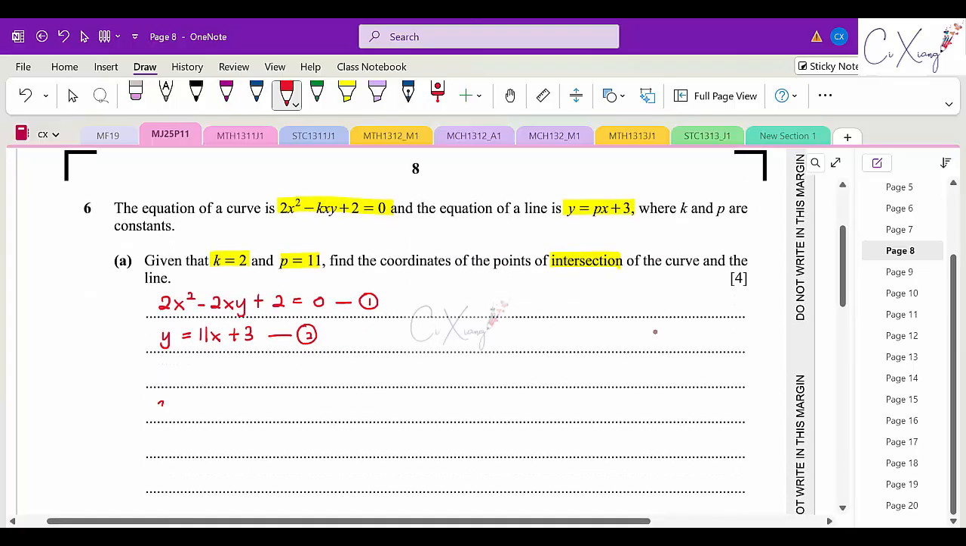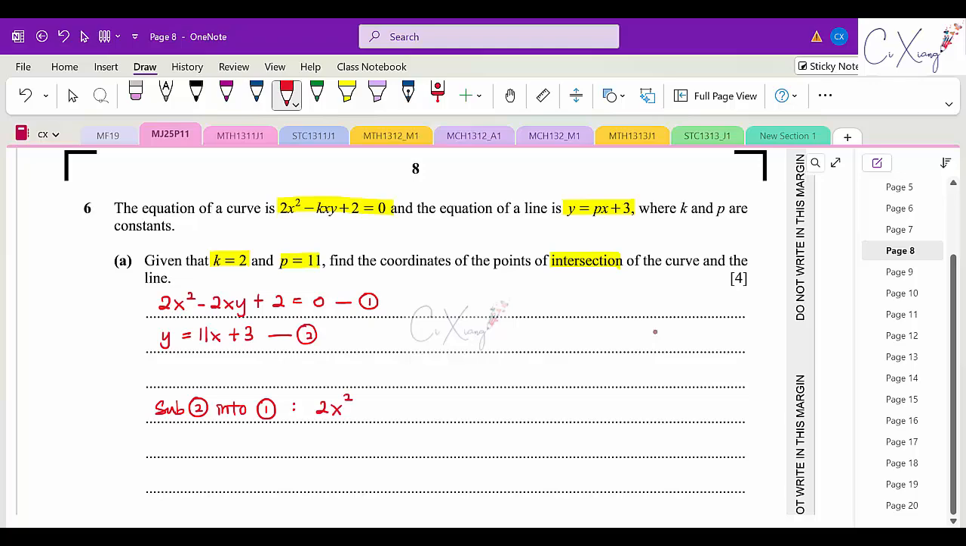So what I do now is I try to substitute equation number 2 into equation number 1. If I substitute equation number 2 into equation number 1, this is basically what I have here: 2x, and then the y, I will replace it by using 11x plus 3, plus 2 equals to 0. Let us continue to simplify it. I will be having negative 22x squared minus 6x plus 2 equals to 0. And from here, we continue to simplify it.